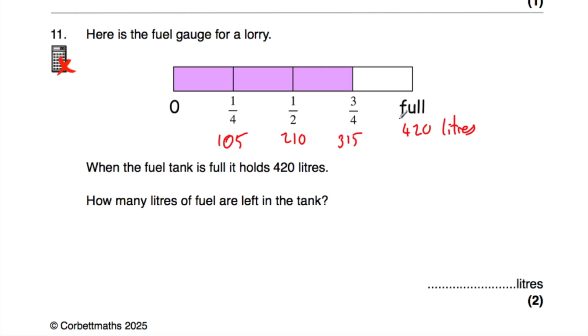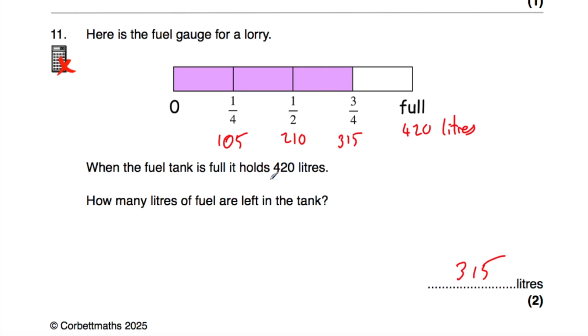Another way to do it would be to say, well, if the tank is full, that's 420 litres. They've used a quarter of a tank, so a quarter of a tank is 105, because remember, half of it is 210, so a quarter of it's 105. And then if you take 105 away from 420, that's 315 as well, so 315.